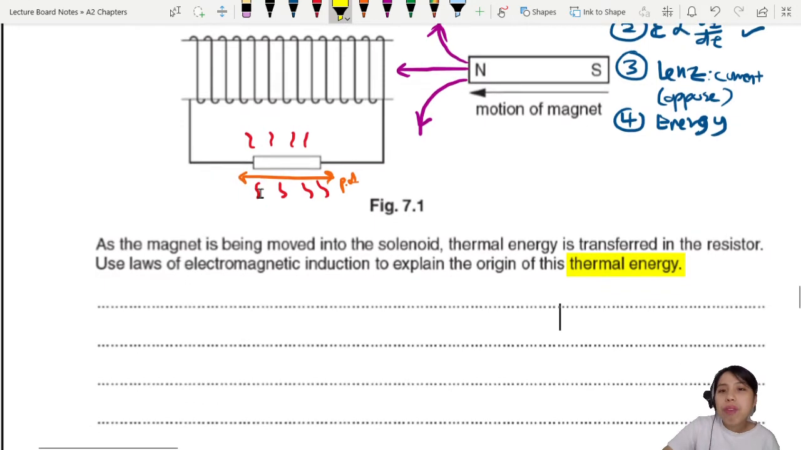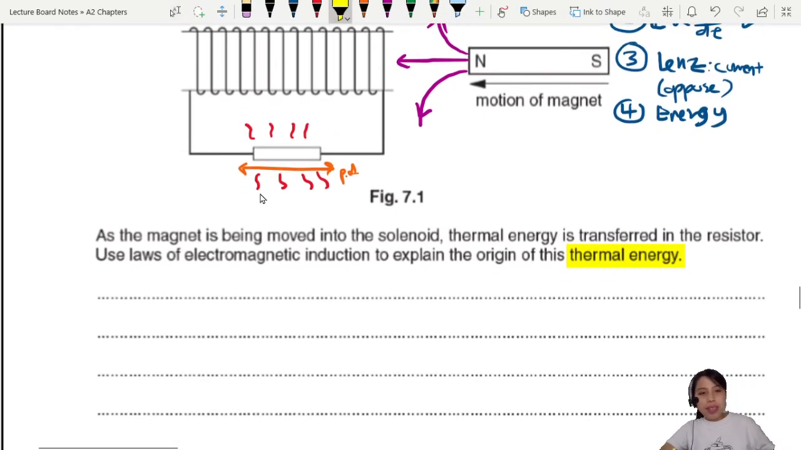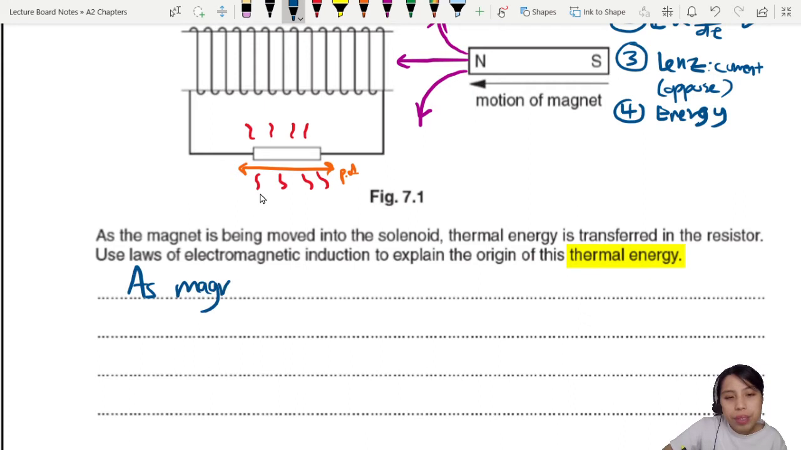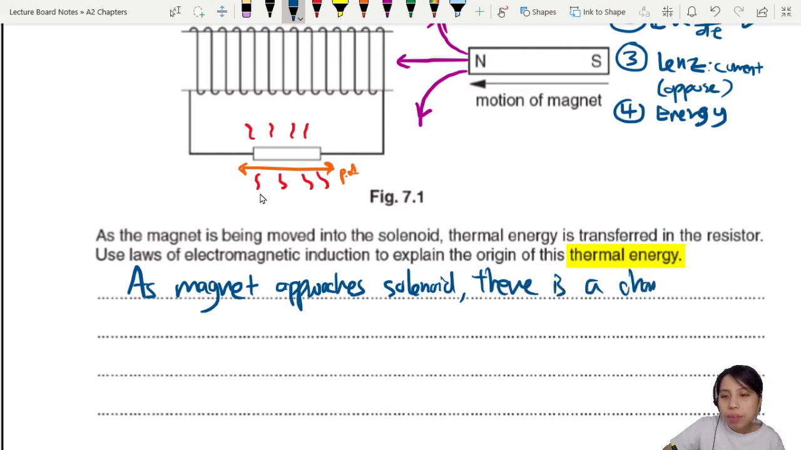Number 1, flux. Where is the change in flux? Let's talk about that. So I'm going to start off by saying, as the magnet approaches the solenoid, the magnet comes closer with some velocity. I guess it approaches the solenoid. There is a change in flux. So we're going to say that there is a change in flux. And this flux inside the coil. So I add that in coil. Okay. So what happens to this flux?